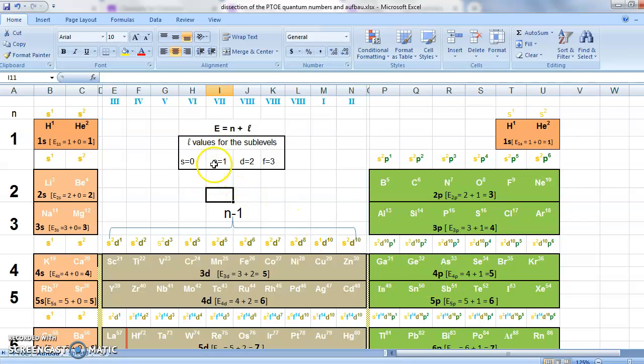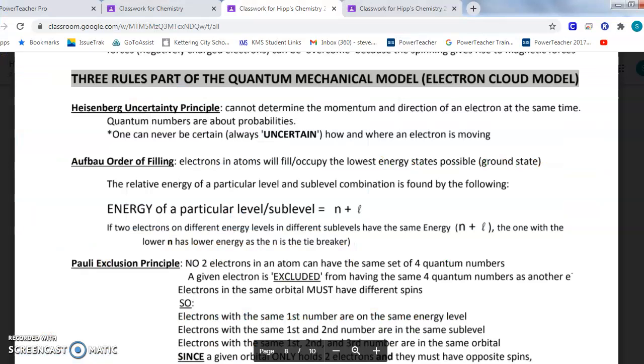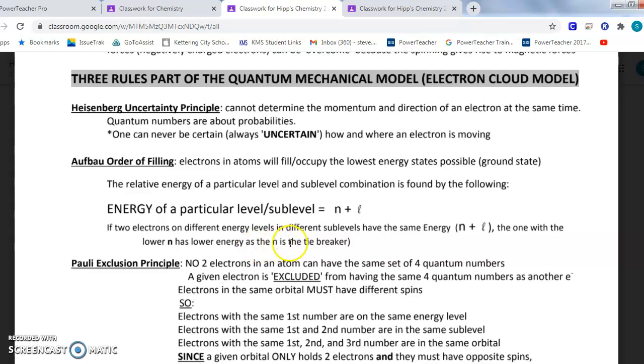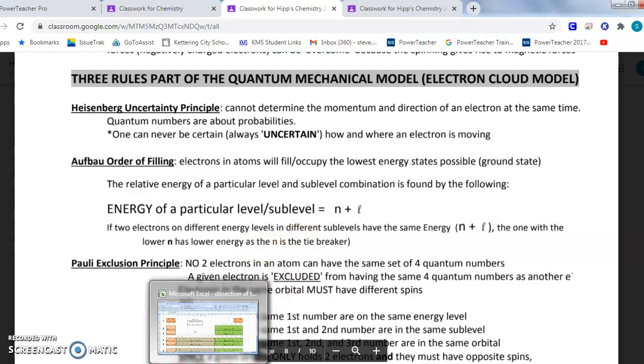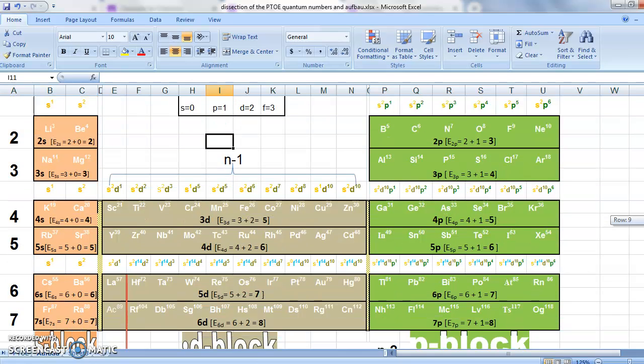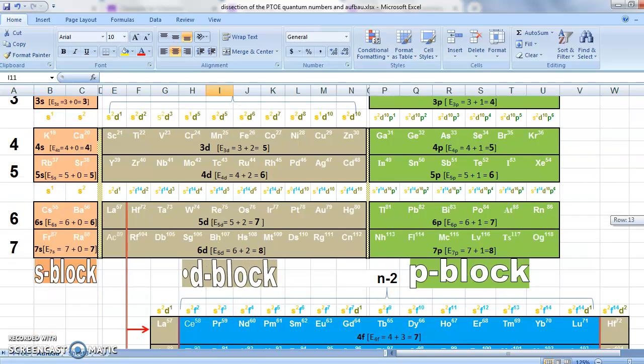The 4p gets filled after the 3d. 4 plus, when you're in the p, the second number is 1. 4 plus 1 is 5. This is a 5, this is a 5. But if you remember, according to Aufbau, ties are broken. The lower n is the tiebreaker. So the 4p gets filled afterwards. So there's our 3d. 1s, 2s, 3s. 2p, 3p. 4s, 3d, 4p. And then we come down to this part of the table.